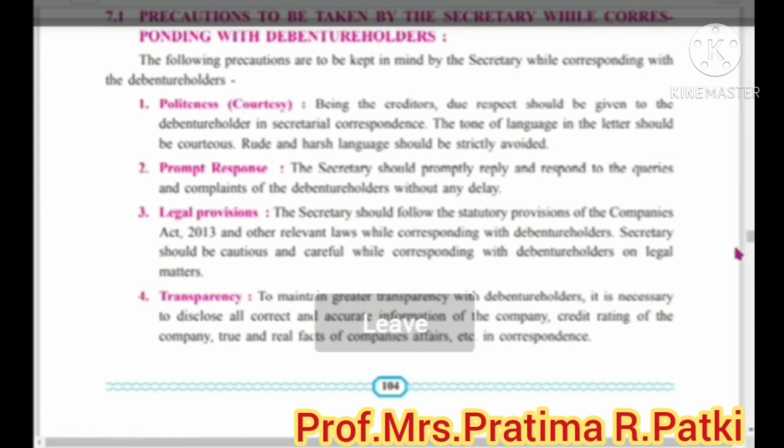The secretary needs to follow all the statutory provisions of the Companies Act 2013. Whatever laws related to correspondence with debenture holders need to be taken care of. He should be cautious and careful while corresponding with debenture holders. I told you that this becomes an important matter if there is any dispute or conflict, because whatever is mentioned in the letter becomes an official record with the debenture holder. So he can use this letter in a court of law if any dispute takes place. Hence, corresponding with debenture holders is very, very important.